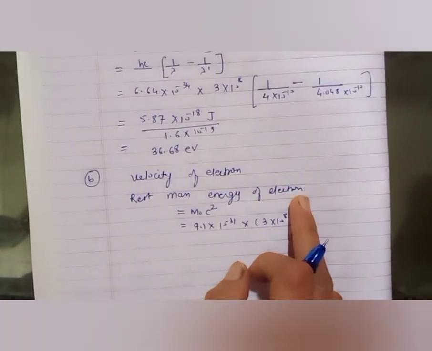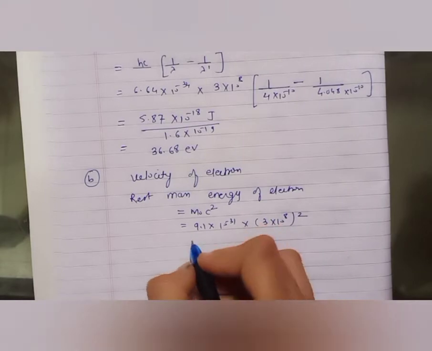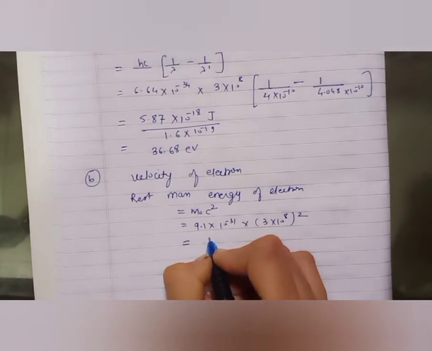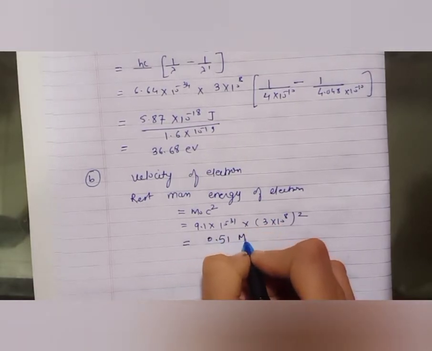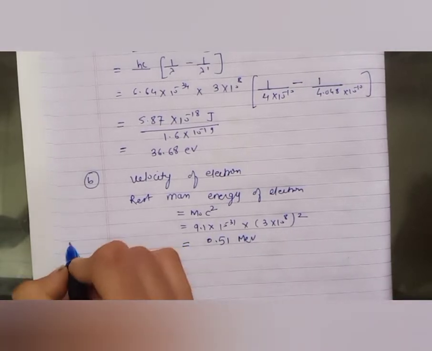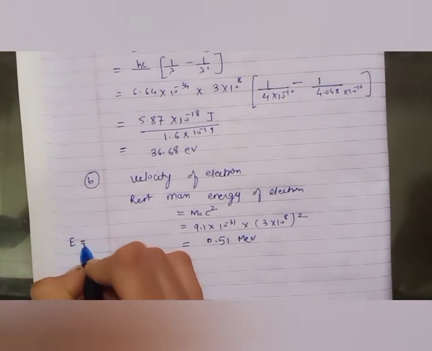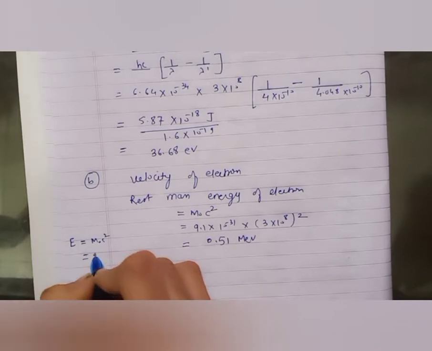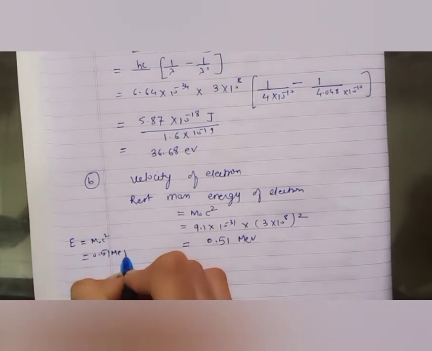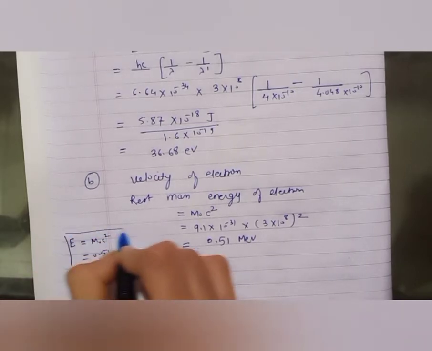Generally, you should all know the direct value of the rest mass energy of the electron. The value is 0.51 MeV, million electron volt. This value you have to memorize. The rest mass energy of the electron, m0 c square, equals 0.51 MeV, million electron volt. So remember this.